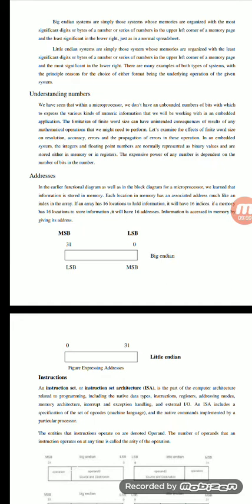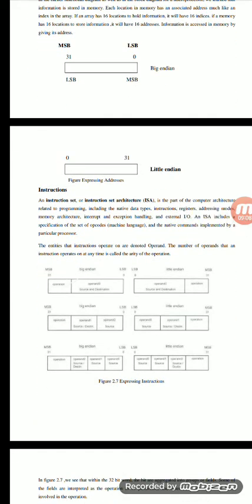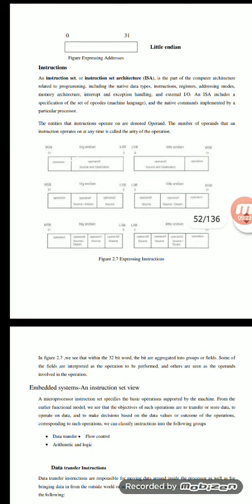Next, 0 to 31, that is a total of 32 bits. 0 to 31, 31 to 0. It carries the same bidirectional data. These instructions of the architecture, the ISA, same memory, LSB, MSB, big endian, little endian, so everything. So these are explanations of the instructions.